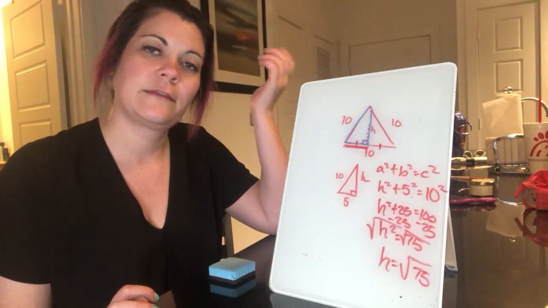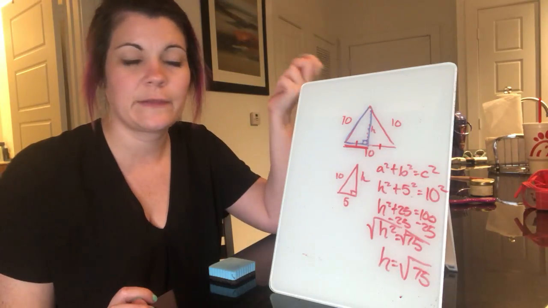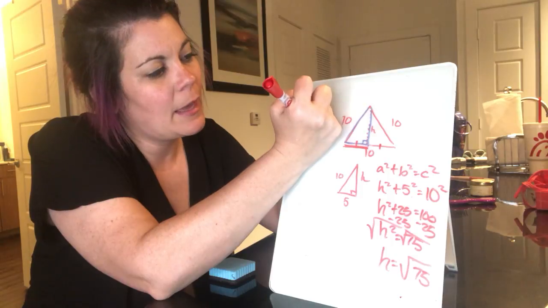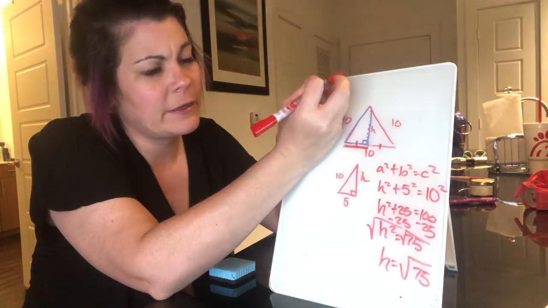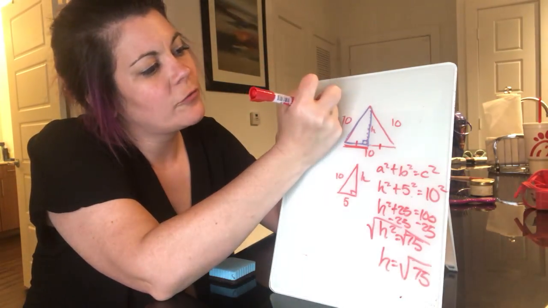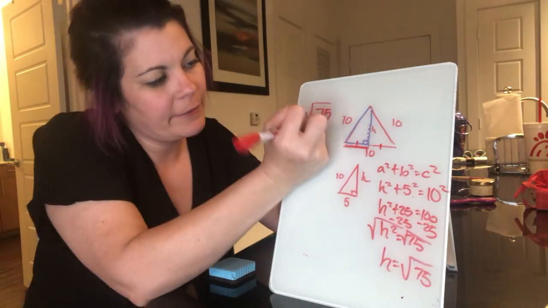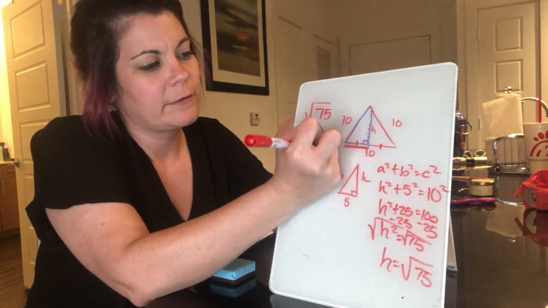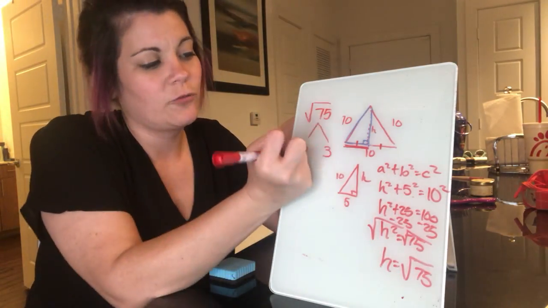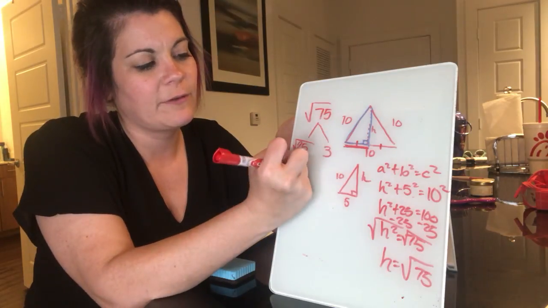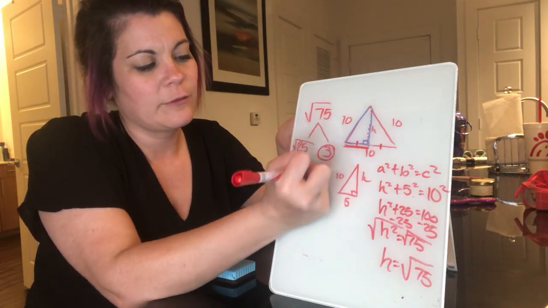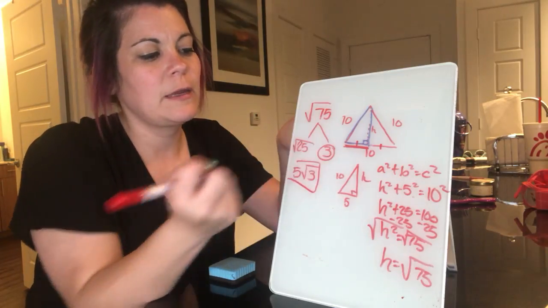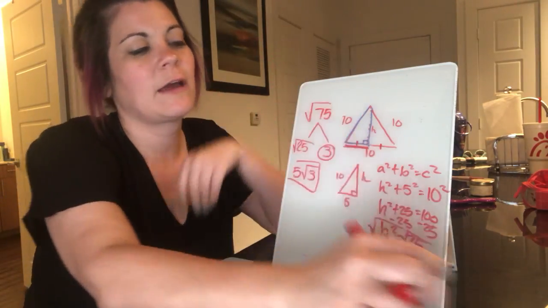Now we can simplify that radical. Again, this is not a lesson on simplifying radicals. You can go watch a video on that. There will be one if there is not one already. So 75, we're going to simplify it. I'm looking for a factor of 75 that is a perfect square, and I know 25 is. So the square root of 25 is 5, and then 3 is left in the radical. So 5 square root of 3 is my answer for the height of that triangle.